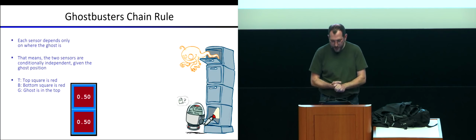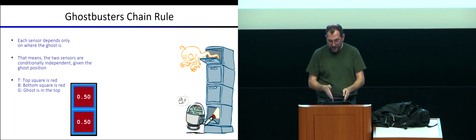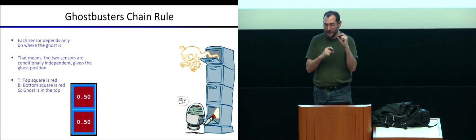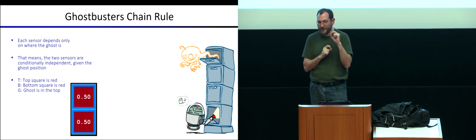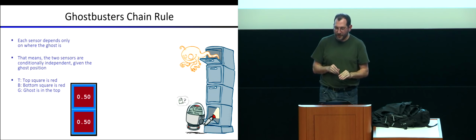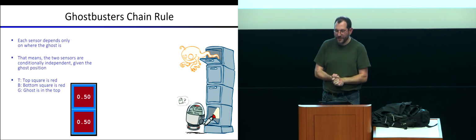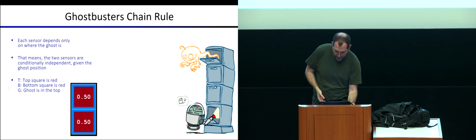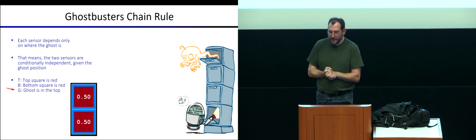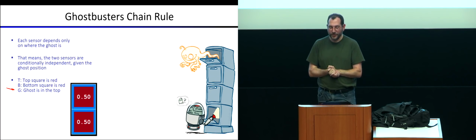All right. Let's think about Ghostbusters. Remember, this is the tiniest Ghostbuster board. It's got 2 squares. That means the ghost is in either the top square or the bottom square. So one random variable is where's the ghost? I could phrase that as ghost location or true/false ghost is in the top. That's going to be the random variable G. Let's say it's uniform marginally.